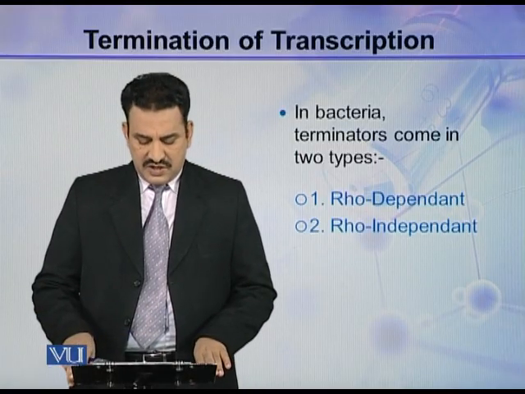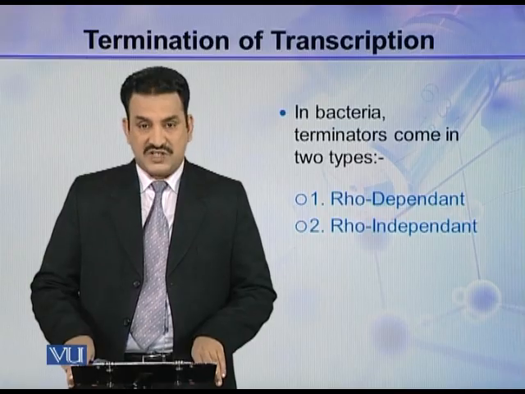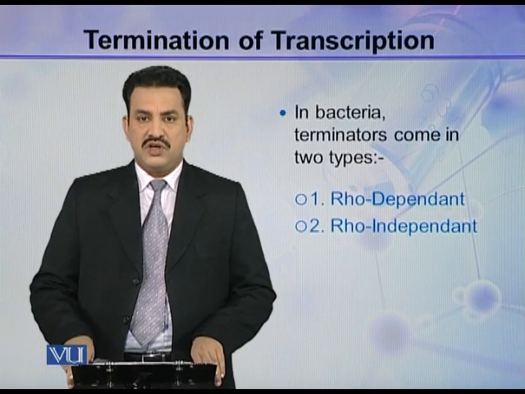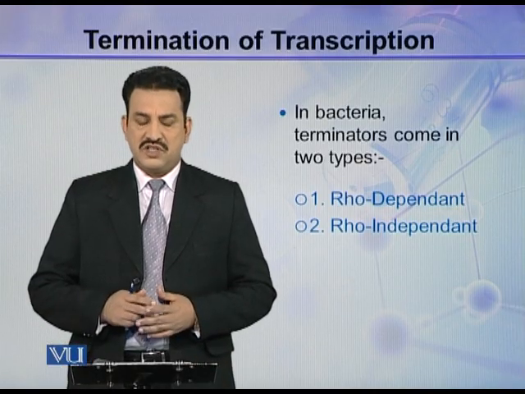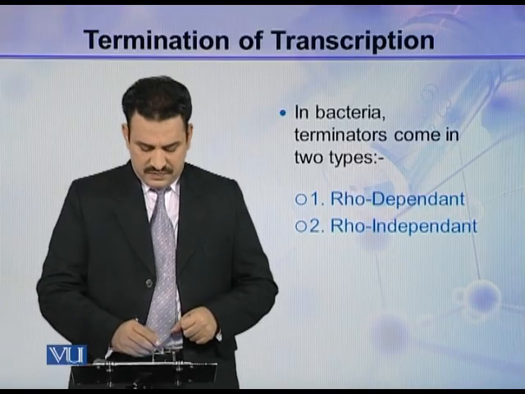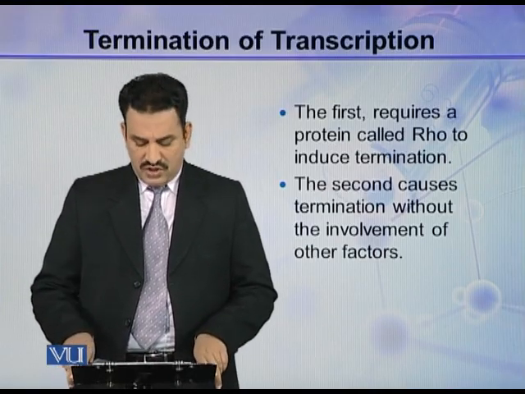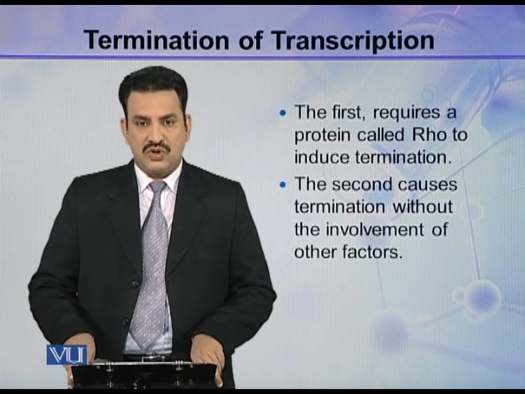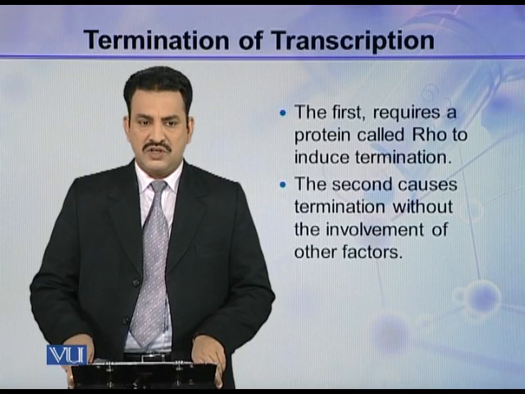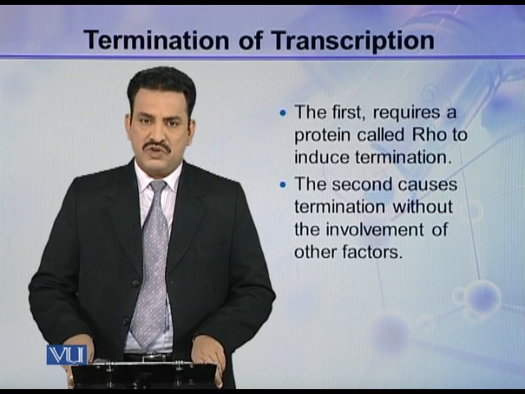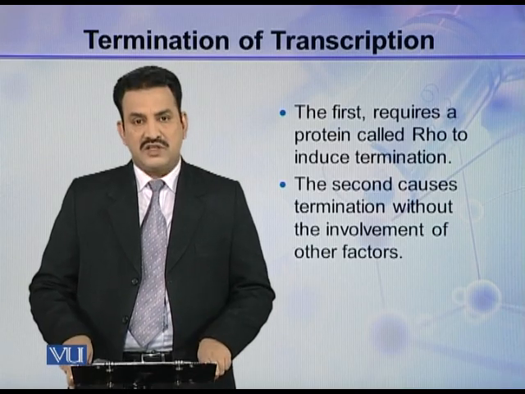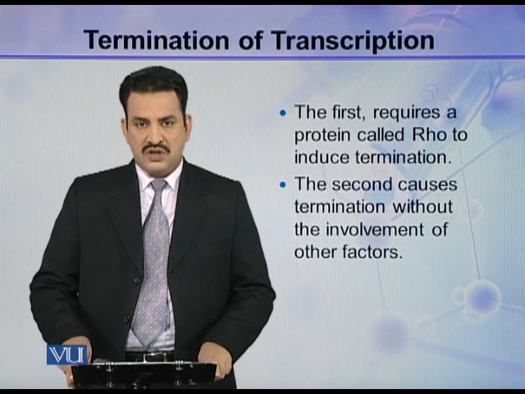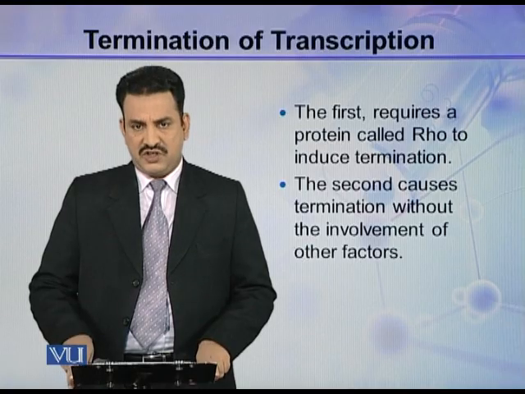In bacteria, terminators come in two types. They are of two types, that is RHO dependent and RHO independent. RHO is a factor which is involved in transcription. The first requires a protein called RHO to induce termination. So in the case of RHO dependent termination, RHO is a protein which brings about termination. While in the second case, that is RHO independent termination, the termination doesn't involve any other factor.